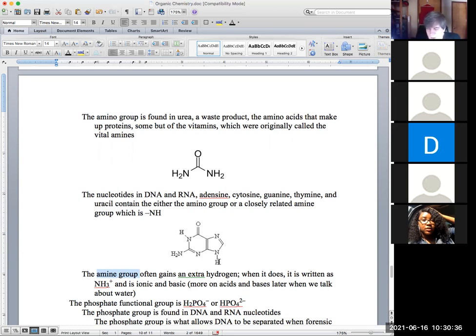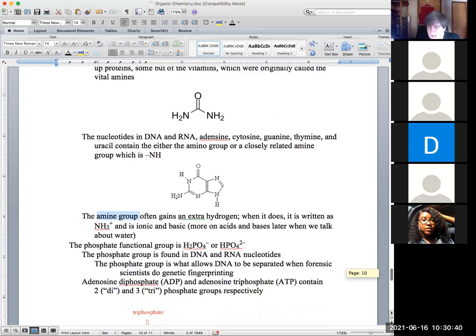And so these have the same types of functional groups. The amine functional group and the amino functional group are almost the same. The amino has 1 extra hydrogen. In fact, sometimes the amino functional group is considered to be a subcategory of the amine functional group.